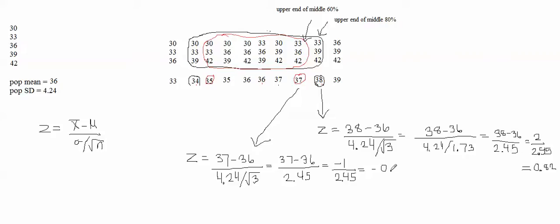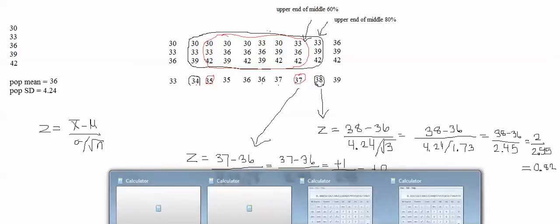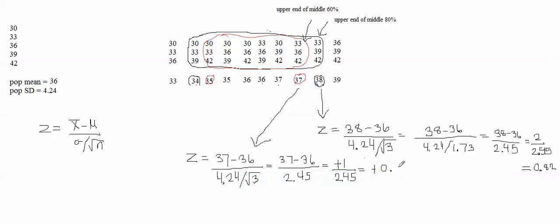Actually, it shouldn't be negative. Wait, what am I doing? This should have been a positive 1. 37 minus 36 is positive 1. So it's a positive answer. That was my mistake. So it's plus positive 0.41.